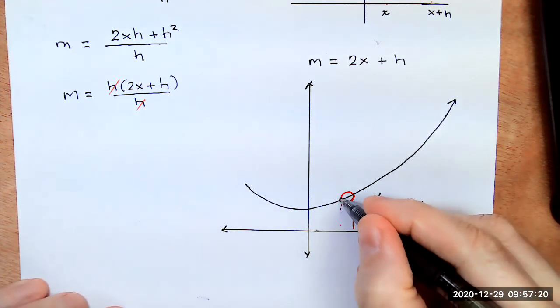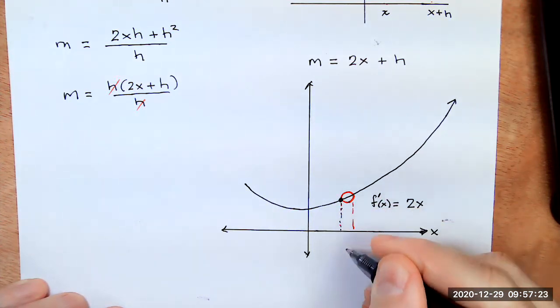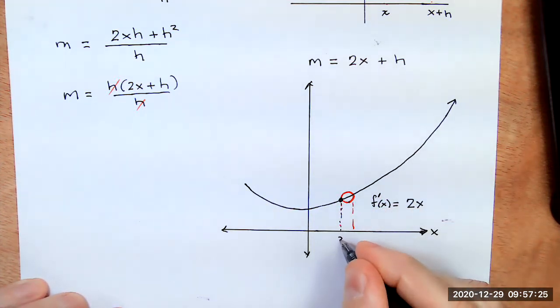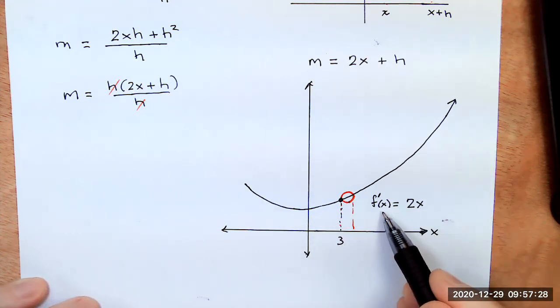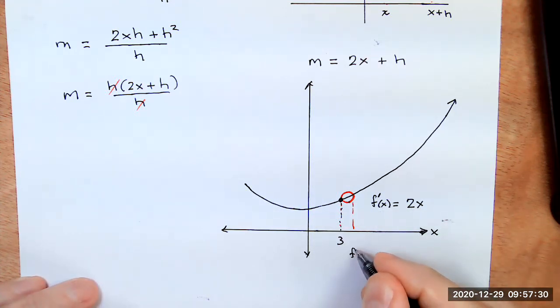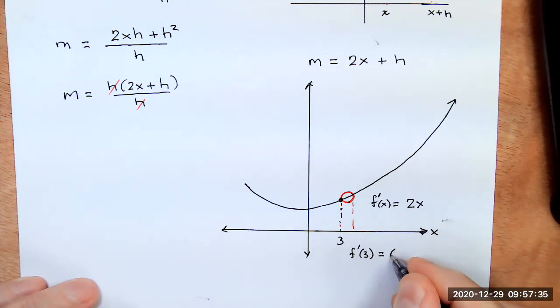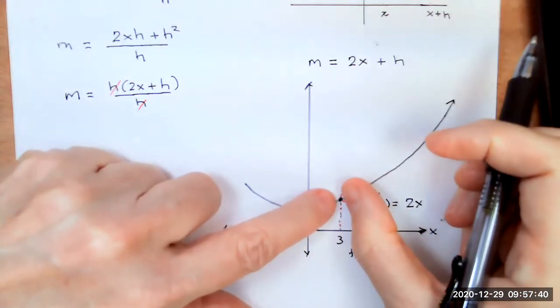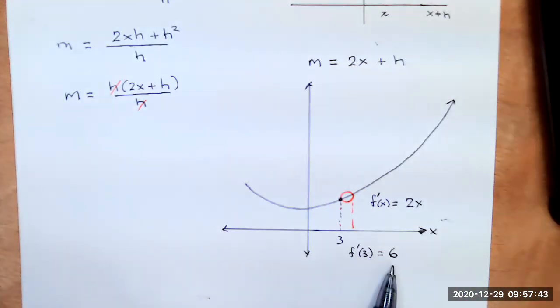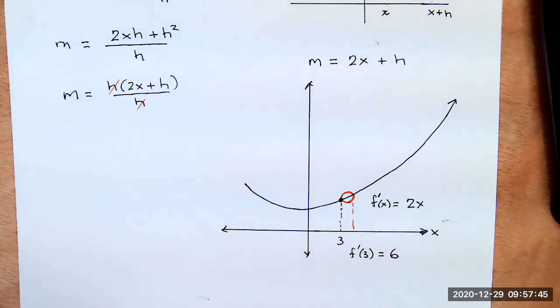So if you wanted to know the instantaneous rate of change at a particular point, say 3, then we could find that easily. 2 times 3 is 6. So that would be the slope of that function at that particular point. All right, so that's where you're headed with the average rate of change. You're going to use it to find the instantaneous rate of change of a function.